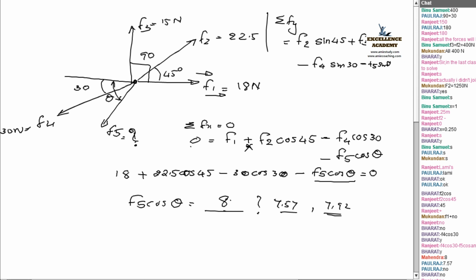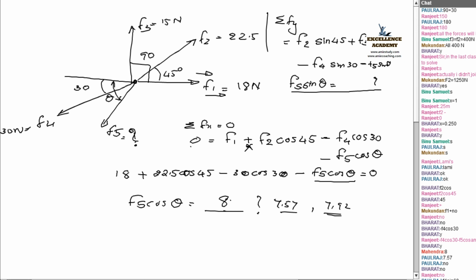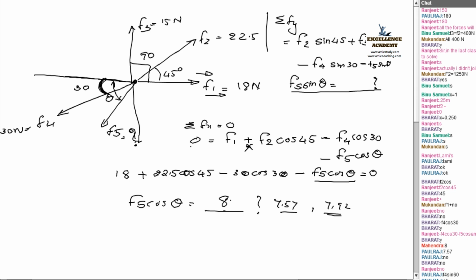From this, I got an equation for F5 sin theta. Please find it out. F4 sin 30, not 60. See, this is at an angle of 30. So what will be here? The opposite side will be F4 sin 30. Okay.